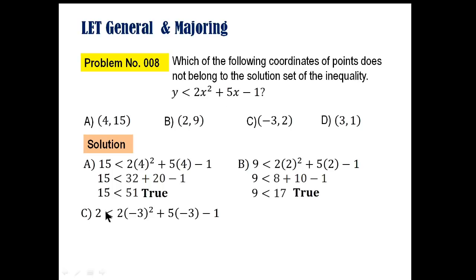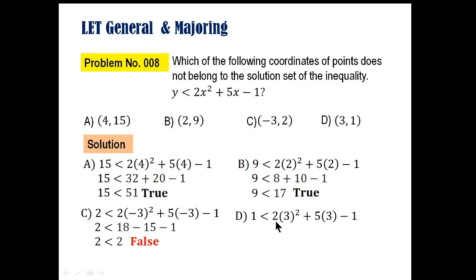Letter C, x is negative 3, y is 2. So we have the inequality 2 less than 2 times negative 3 squared plus 5 times negative 3 minus 1. Simplify: negative 3 times negative 3 is positive 9, times 2 is positive 18. 5 times negative 3 is negative 15, minus 1. So this is 2 less than 2. Is this true or false? That's false. So meaning this is the right answer. But we'll proceed to letter D.